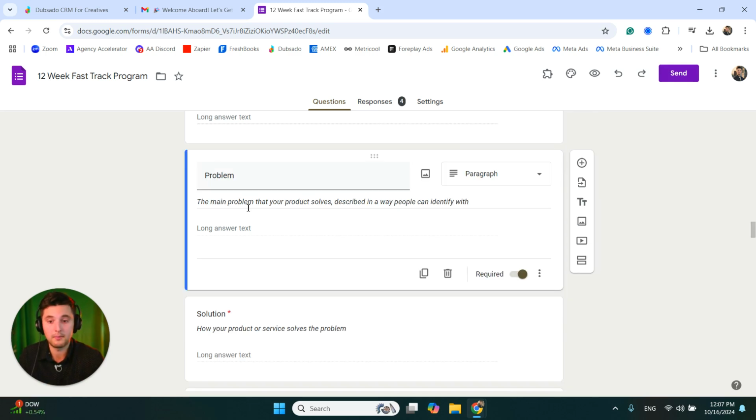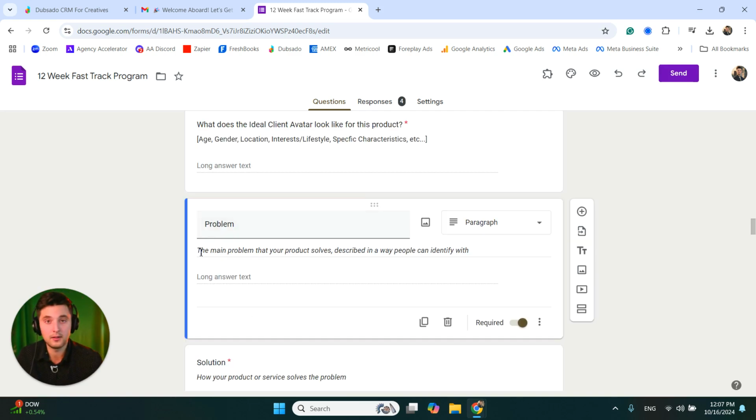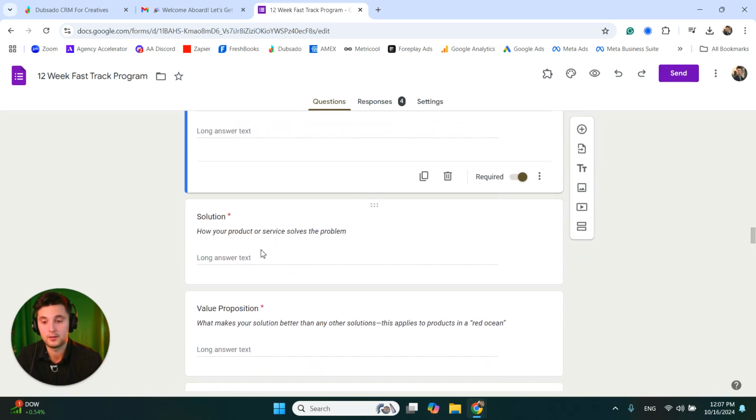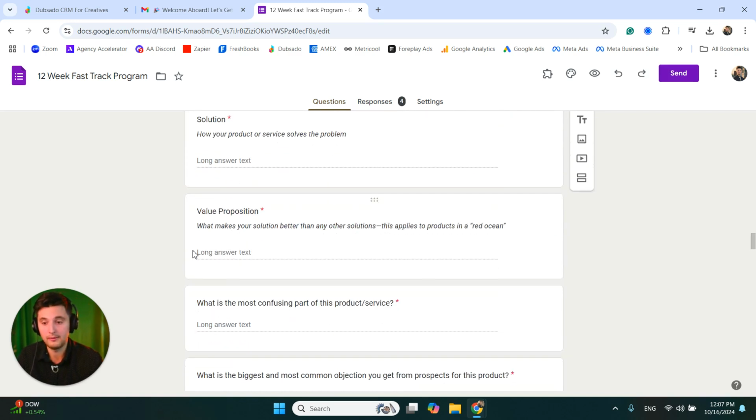So we want to talk about, what does your product solve? Now I'm going to use these golf balls, for example, right? So what problem do these golf balls solve? So the main problem that we solve here is that we help people find the ball on the course. Solution, we help people find the ball on the course by having our balls bright yellow.